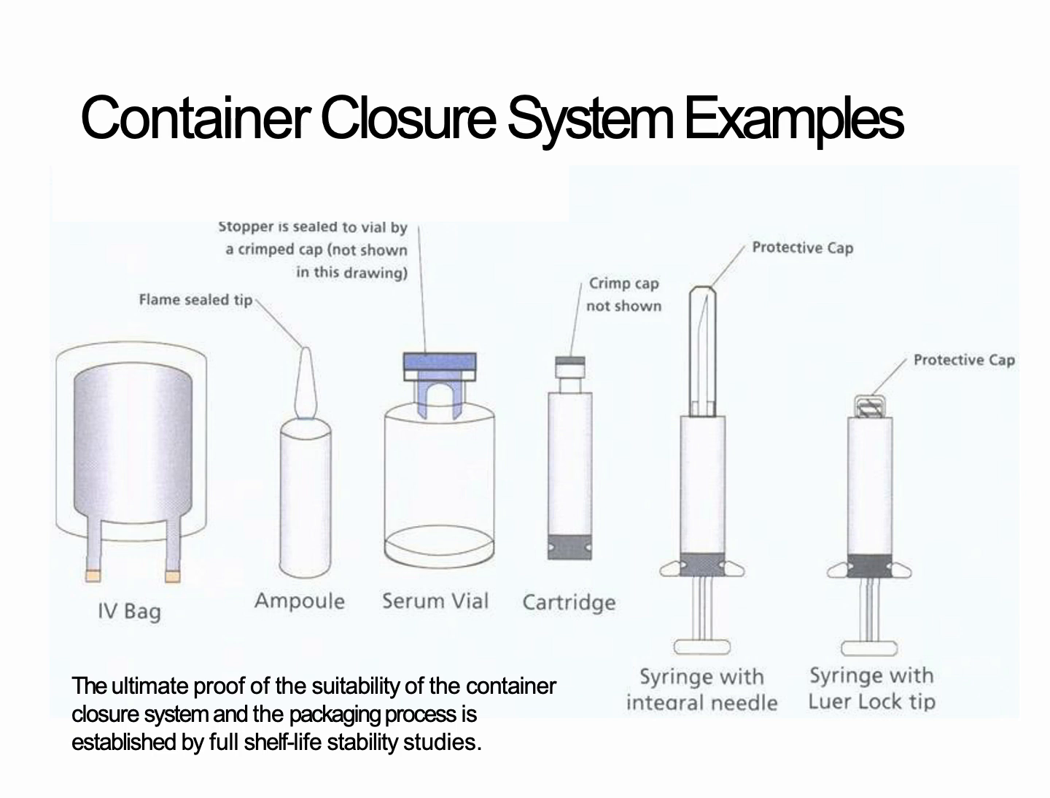The last closure system that we can see on the slide on the right side is the syringe with luer lock tip. Here, the lock tip allows us to insert the needle and then turn the needle a little bit so it is locked against the syringe. And obviously, when we offer this type of syringe, we also add a protective cap as well.